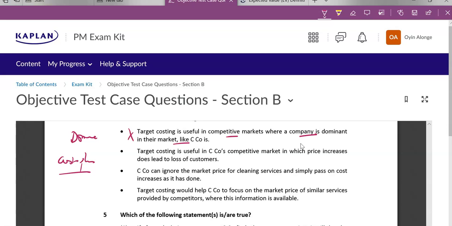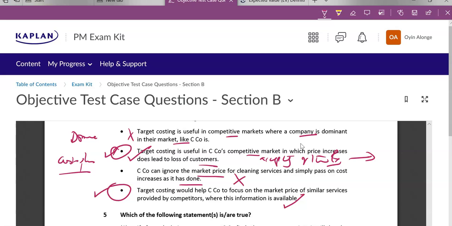Target costing is useful in a competitive market where price increases lead to loss of customers. Well, that's true, because the key point here is if you increase your price, you will lose customers. So you have to accept the price of the customer and then work to that. So this is true. Co can ignore the market price and simply pass on the cost increases as it's done. Well, we've tried that, and you lose customers. So that's not true. Target costing would help Co to focus on the market price of similar products. Yeah, and that's very true. So your answers here are the second and the fourth one. Both are correct.